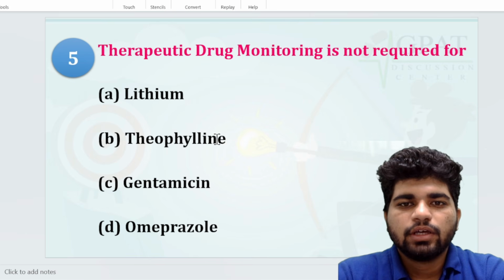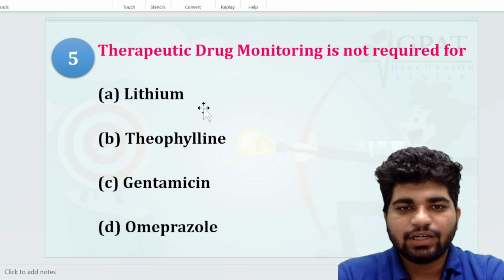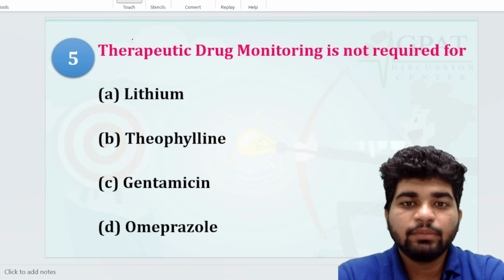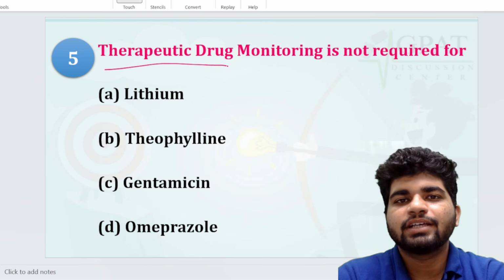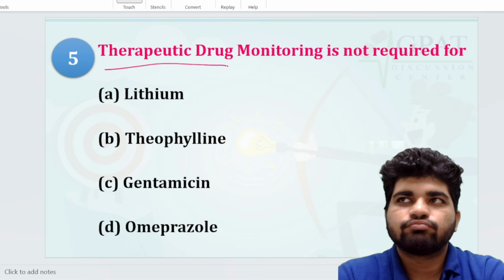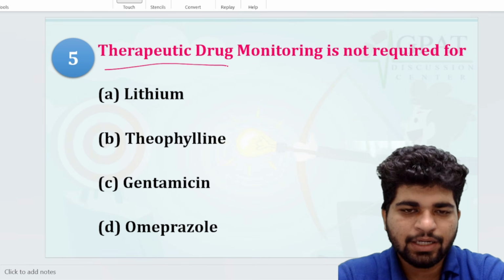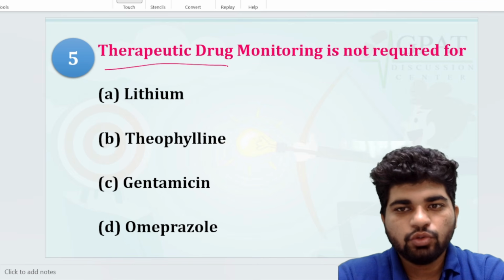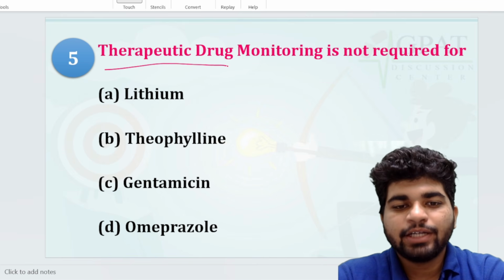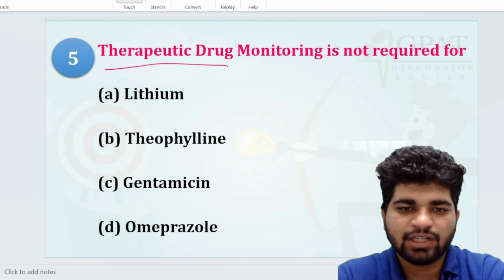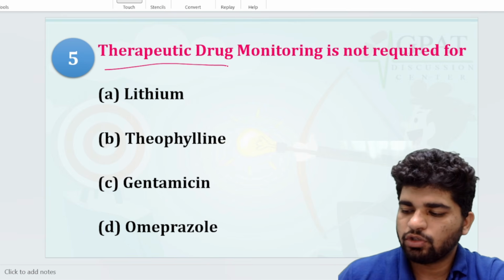Okay, now this one. Therapeutic drug monitoring is not required for lithium, theophylline, gentamicin, or omeprazole. What's that? Therapeutic drug monitoring is, you can say, checking of the plasma concentration of the drug, right? In the plasma, obviously. So it is not required for which of the following drugs? Is it lithium, theophylline, gentamicin, or omeprazole? That's going to be your omeprazole, guys.